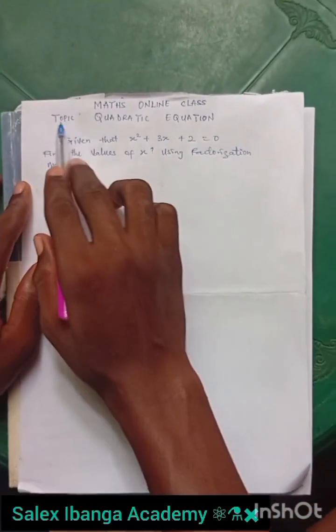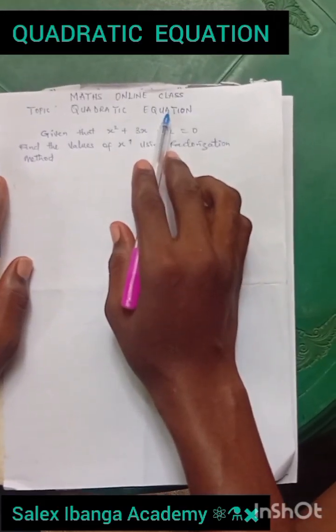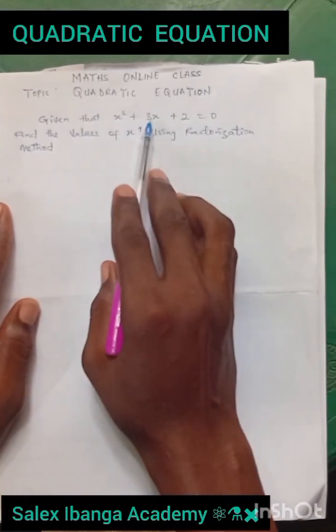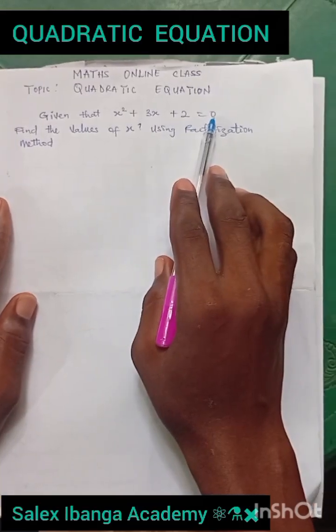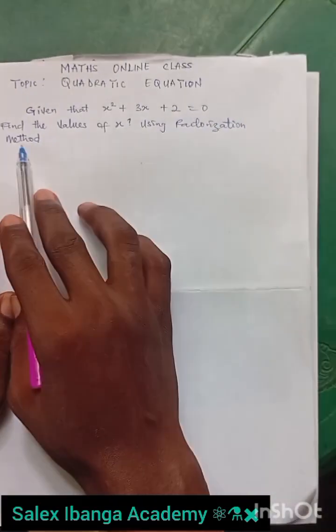Yes, in today's class, we are dealing with quadratic equations. Let's look at this question. Given that x squared plus 3x plus 2 equals 0, find the value of x using the factorization method.